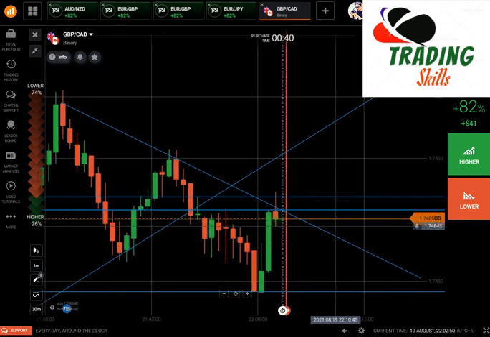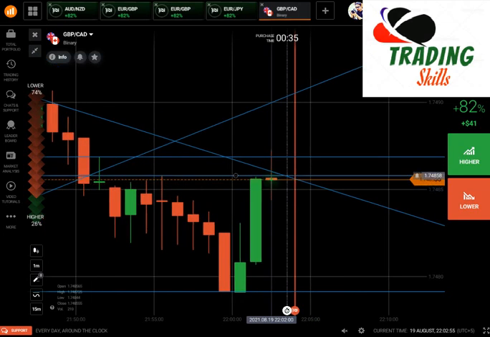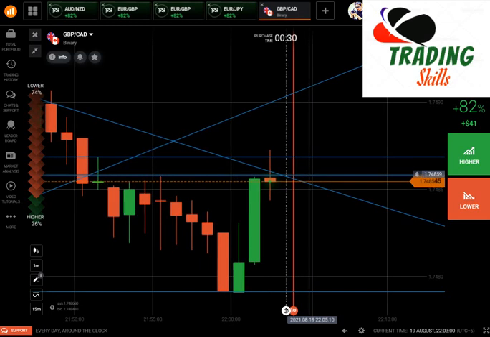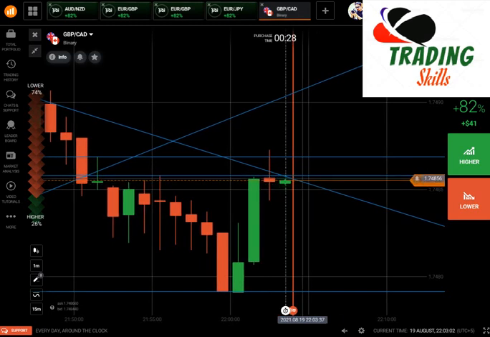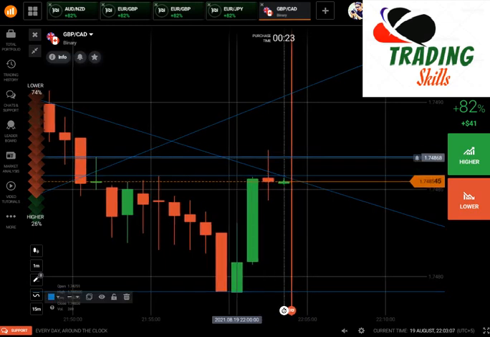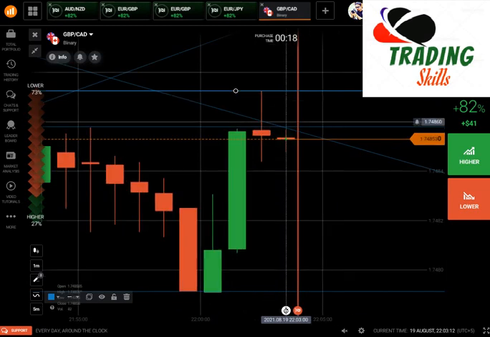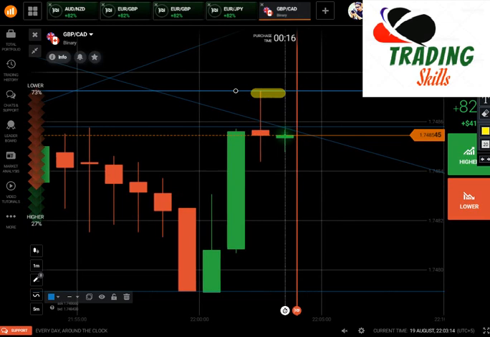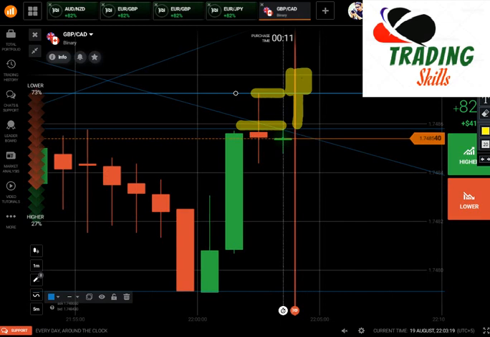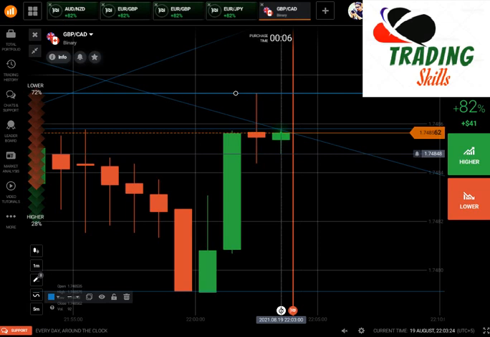Okay, so you can see here it is a rejection, but I will wait here because market can also close here. Okay, now you can see market closed here as a bearish candle, so the next reversal point is here. So if market breaks this level, I will go with the buyers from this point. So I need to wait and check what's going on.